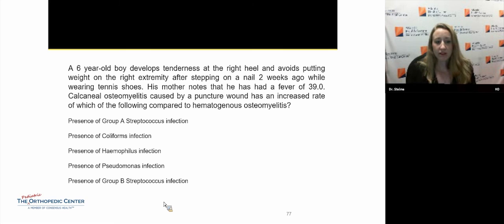So, is it more likely to have group A strep, coliform, Haemophilus, Pseudomonas, or group B strep? This one is that Pseudomonas. So foot puncture wounds, think also Pseudomonas.